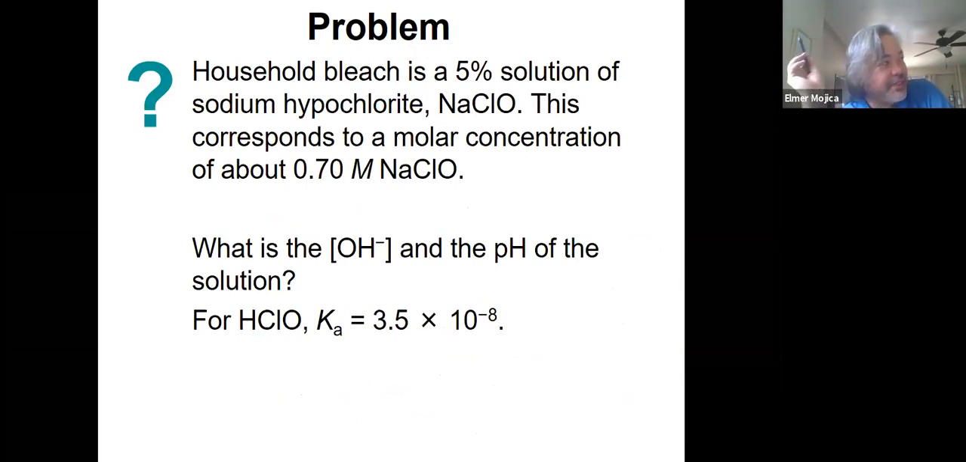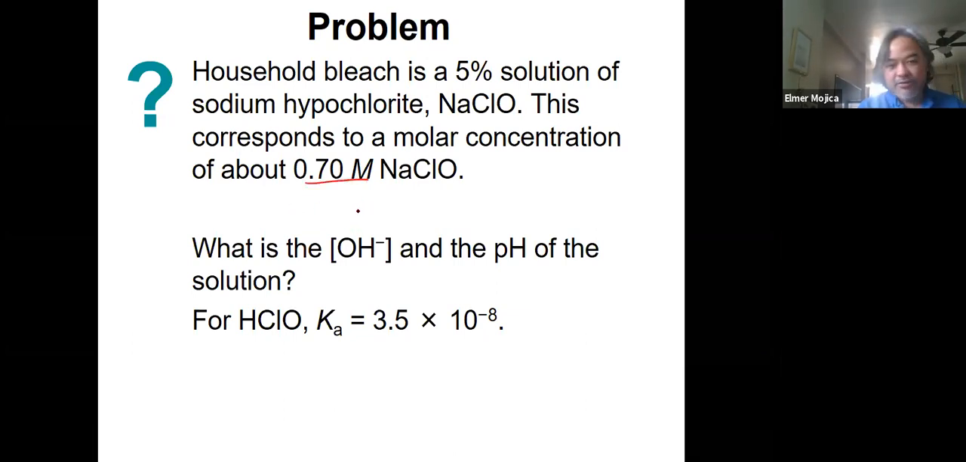So bleach, which is a 5% solution of sodium hypochlorite, NaClO, corresponds to a molar concentration of 0.070 NaClO. So what is the hydroxide concentration and the pH of the given solution? The way that you're going to do this, it will dissociate to give you what? Na plus and ClO minus. And both of them will give you 0.70 molar.